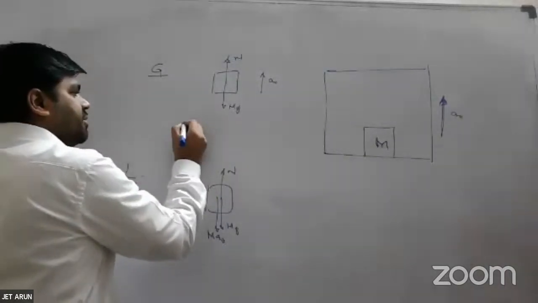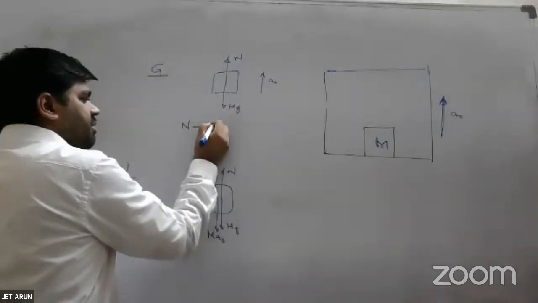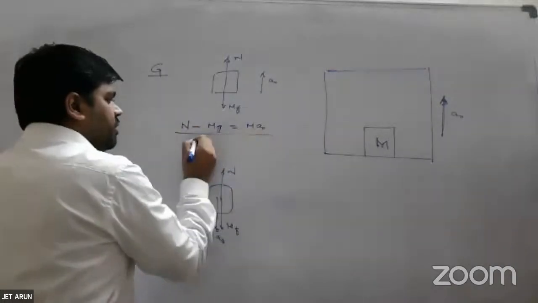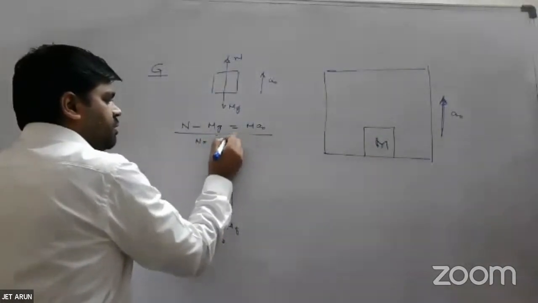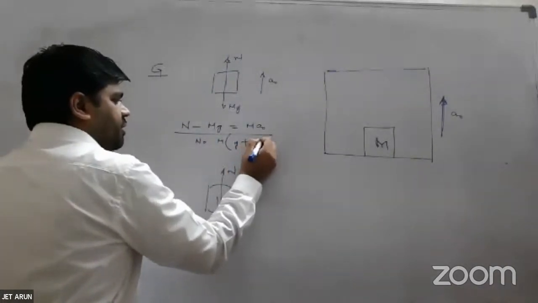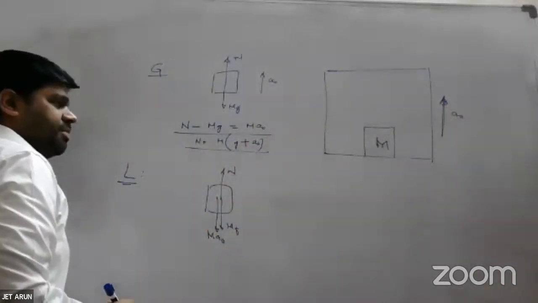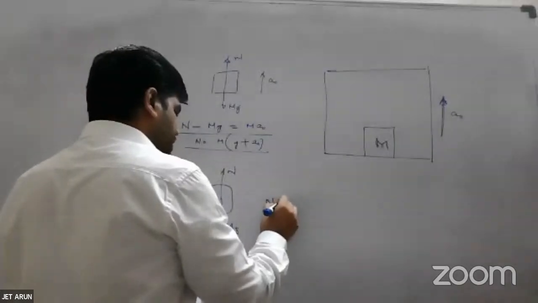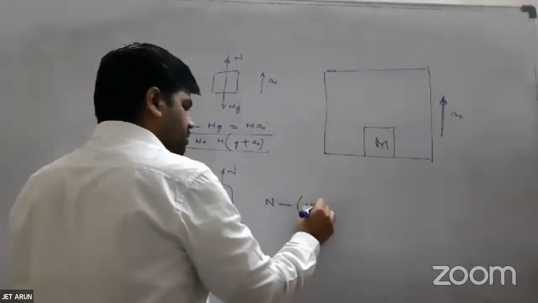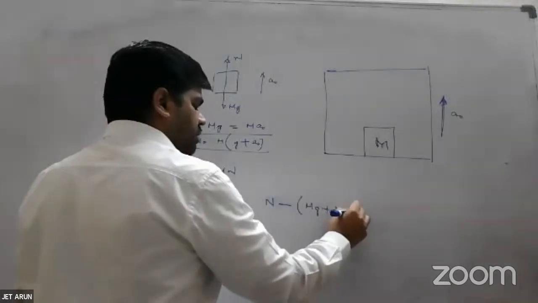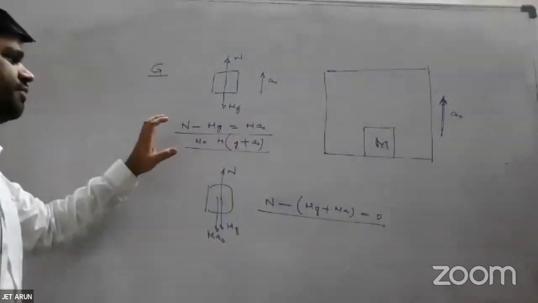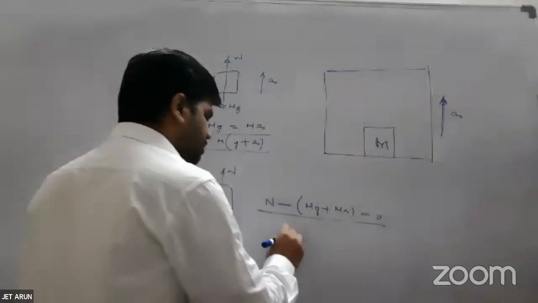Okay, now I write the equations. I write N minus mg is equal to m a naught. So N is equal to m into g plus a naught. I get the normal reaction as m into g plus a naught. But now over here, if I write the equation, I'll get N minus mg plus m a naught equal to 0. Physically, how I read these equations is different, students. Mathematically, they are the same. I'll get the same answer.